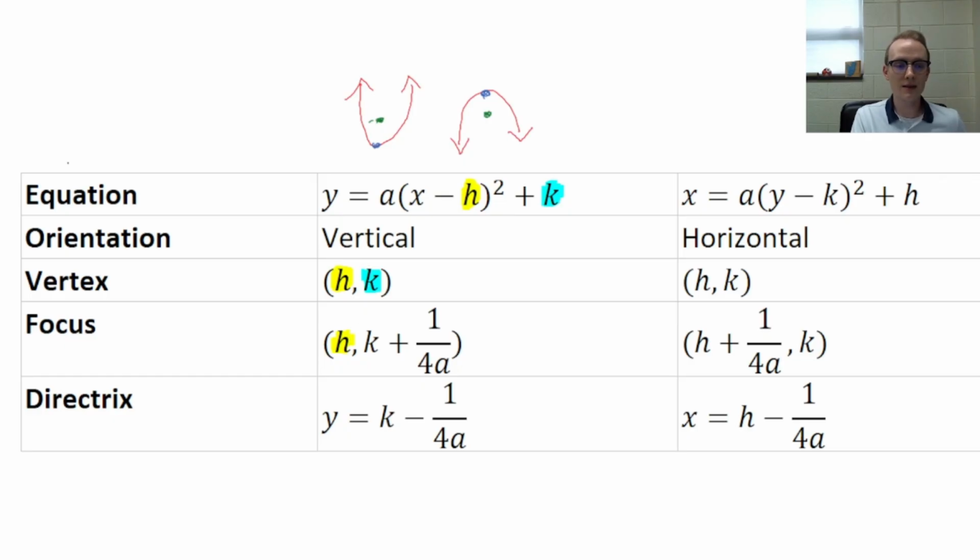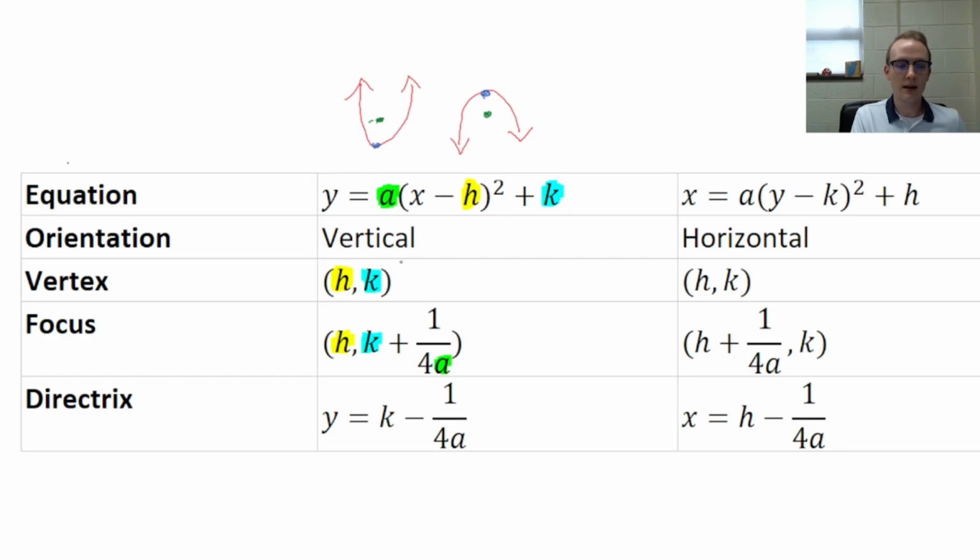However, you can see that this green point is a little above or a little below the vertex, so the y-coordinate is going to be different. So the y-coordinate of our focus is k, right? So imagine here's h comma k, but we're a little bit above or below, and that little bit above or below that we are is actually 1 over 4 times a. And that a value is the exact same a value we have right here.